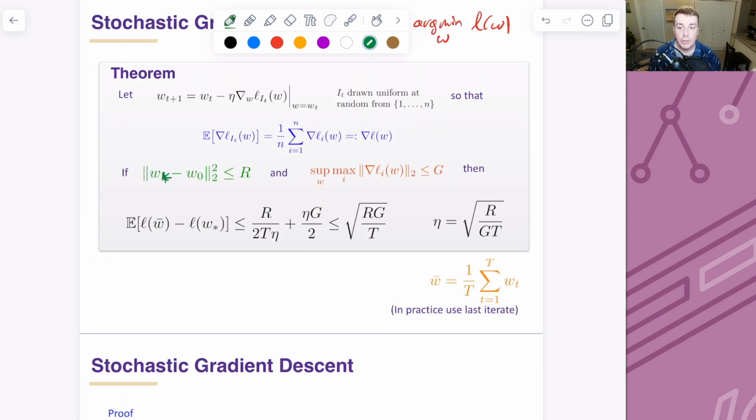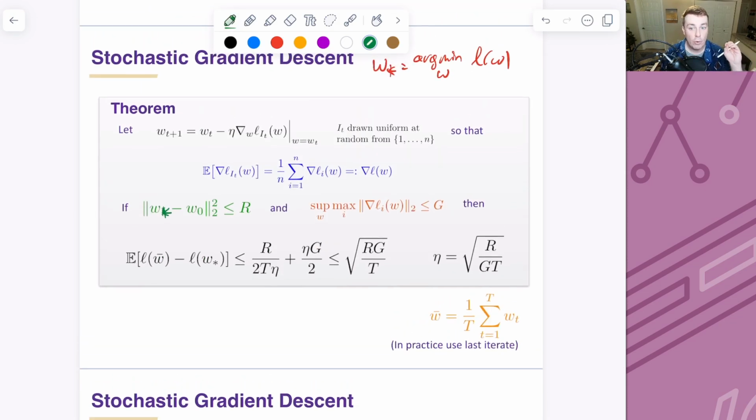So this first condition is saying that our W0, where we start, is at most distance R from our W star. We're within R units of distance from the optimal. If you start further away, you can imagine that you're going to either take longer to converge, or you aren't going to have as strong guarantees. So we're saying you start at most R away from the optimal position.